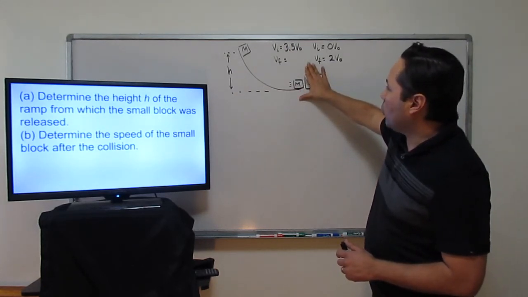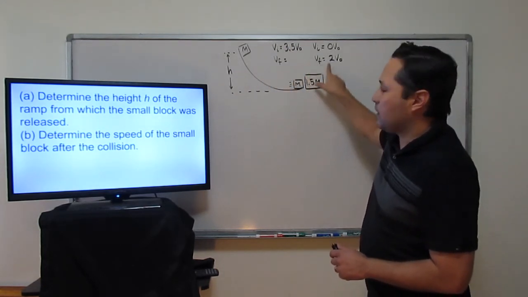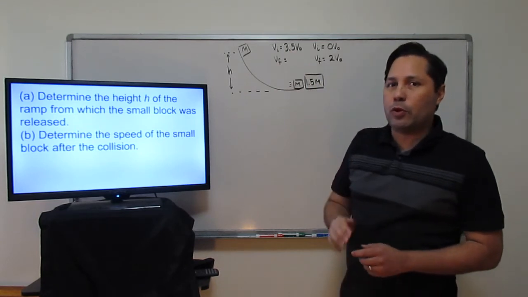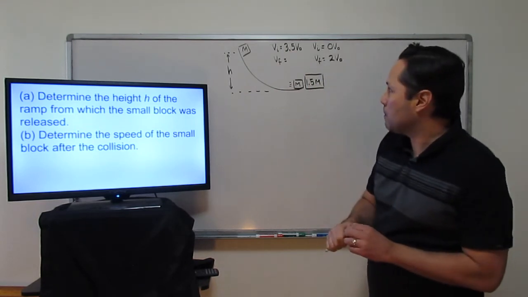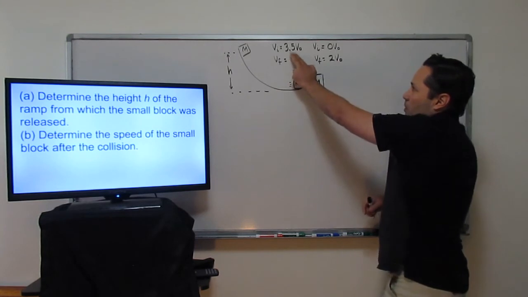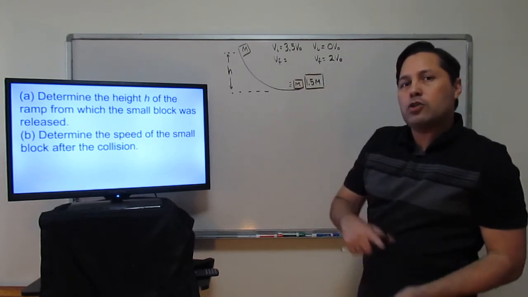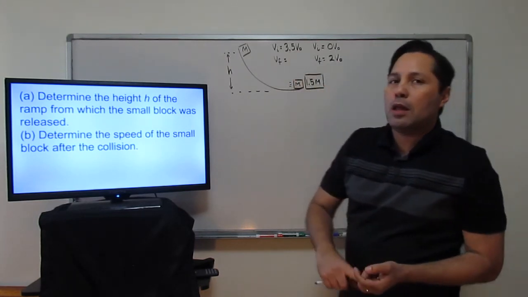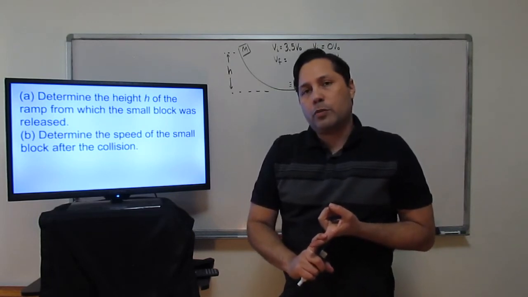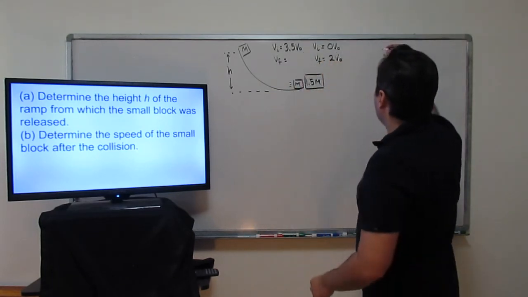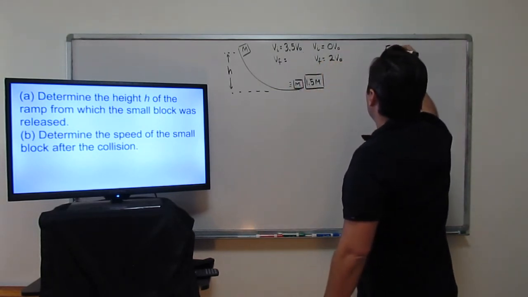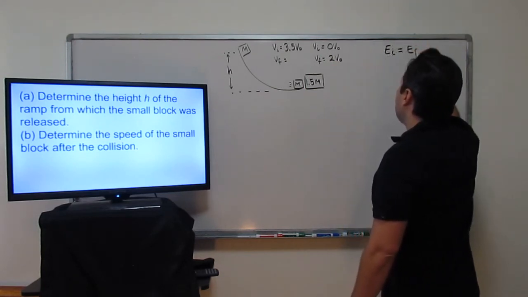So to solve for the height, we're not going to look at the second object at all. The instant before the crash is what we're looking at, where its velocity the instant before the crash is 3.5. So to solve for the height, it's going to be the law of conservation of mechanical energy. So it's going to be mechanical energy initial is equal to mechanical energy final.